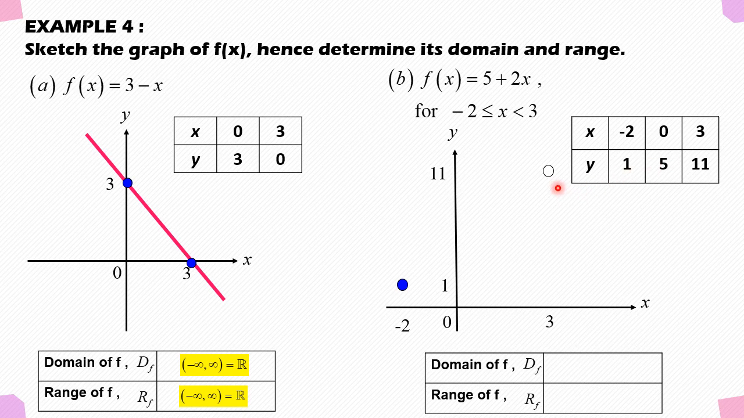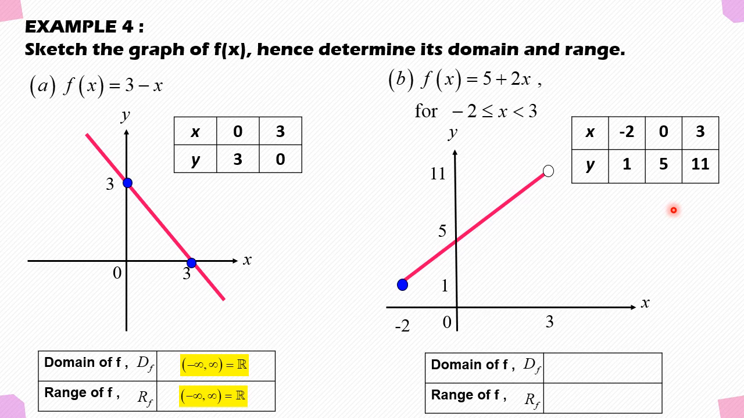By looking at this point, you need to plot the point (3, 11) as an empty circle because x does not include 3. Next, join these 2 points with a straight line, and by looking at this, we can see that the graph also cuts the y-axis at (0, 5). We can also calculate this in the box.